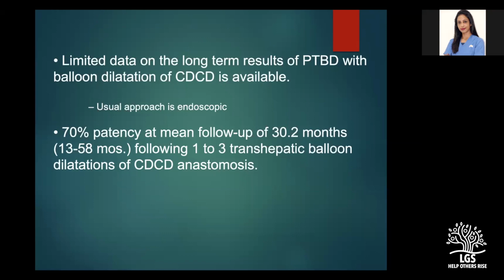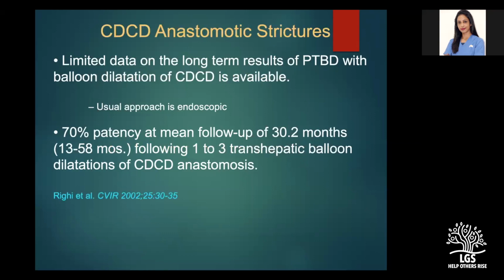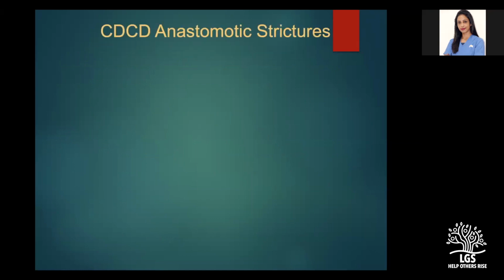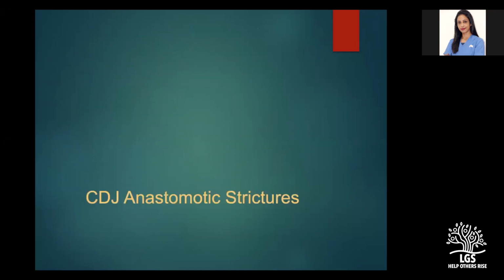So every 6 weeks, we may have to do the balloon dilatation, either with a cutting balloon or with a normal balloon. And the result would be seen after 3 or 6 months from the time of the procedure. So that is with regards to the anastomotic strictures.